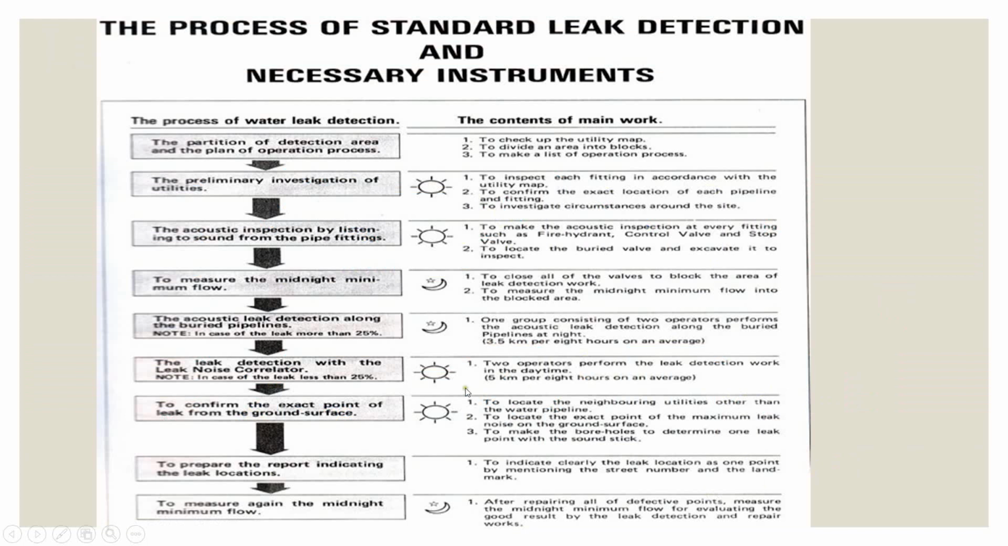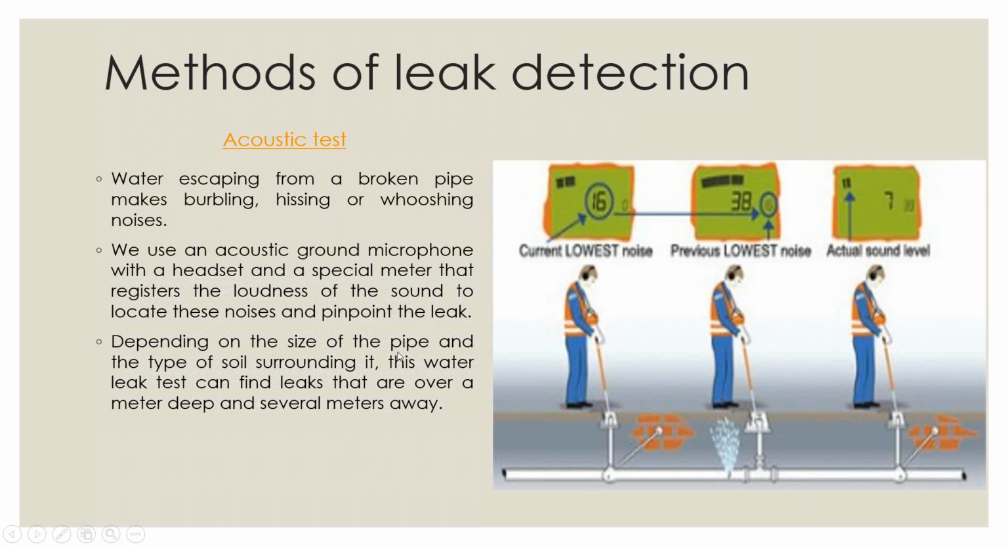This is again the manual. I have taken one manual photograph so that you can identify these things in detail. Next one is an important one, methods of leak detection. There are four main methods that are actually utilized in the field to identify leaks in pipelines.